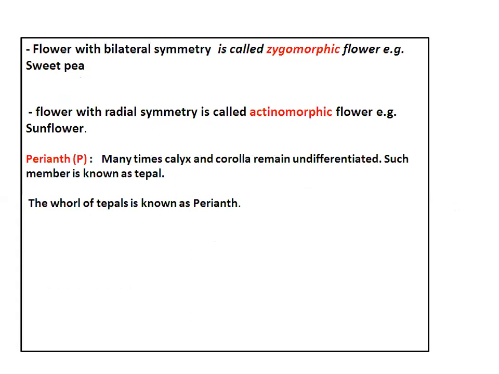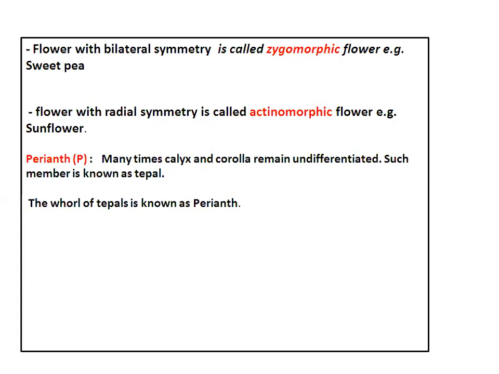Okay. In another term, what is a zygomorphic flower? A flower with bilateral symmetry is called a zygomorphic flower. Example: pea. Then actinomorphic: if the flower has radial symmetry, then it is known as actinomorphic. Example: sunflower.